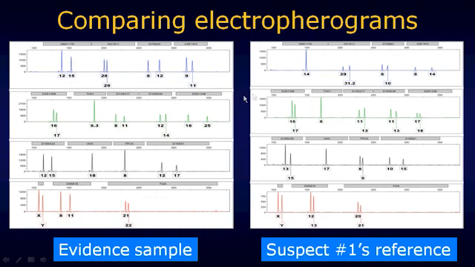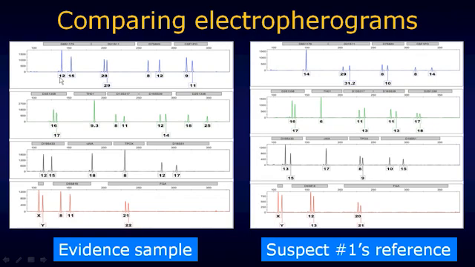And it's not hard to tell, just at a glance, you can see that at the very same locus, D8, the suspect that we're considering here has a 14, right? In some sense, we could call that a 14-14. The individual is a homozygote. He has two copies of the 14 allele. But I think more to the point, he doesn't have a 12 or a 15. So right out of the gate here, we can say with some confidence that there's a problem if this individual is the source of this DNA.